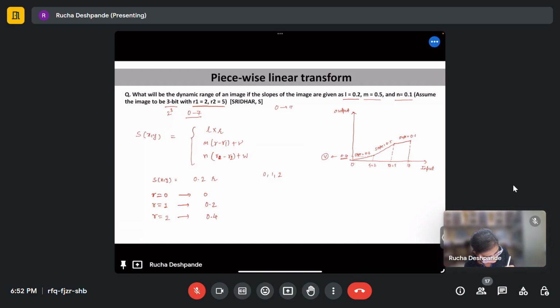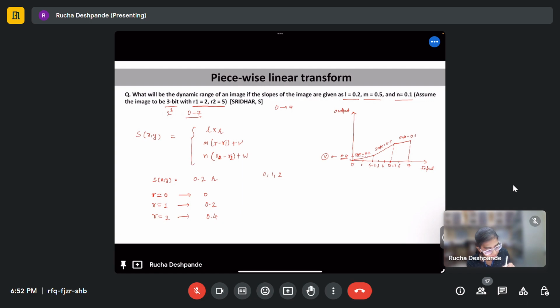So here, if r is not given, we are trying to calculate how the output will look for all the input values. So this is 0, you will have 1, this is 2, then there will be 3, 4, then here we have 5, 6, 7. So these are all the DN values that the input image can take, because this is a 3-bit image.